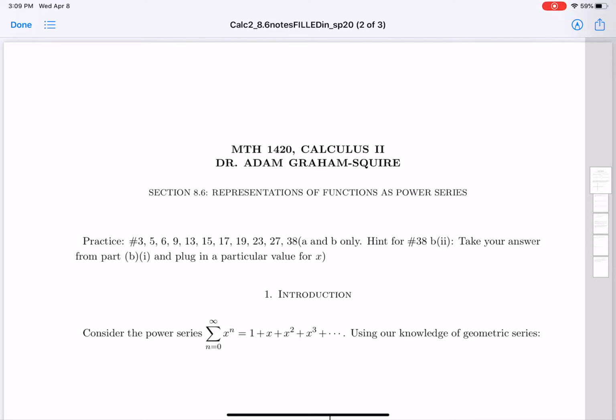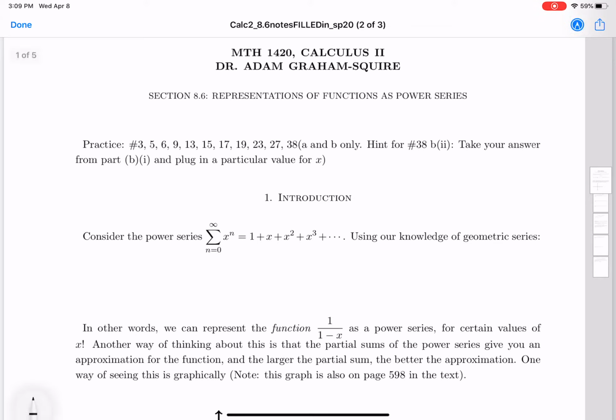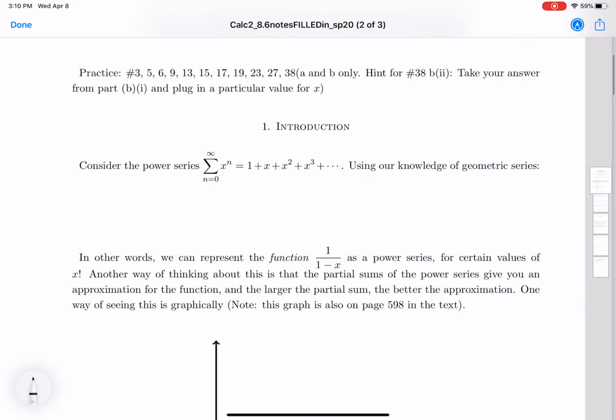Okay, so this is section 8.6, representations of functions as power series. So we've learned about power series in section 8.5. What we're now going to talk about is how we can use power series to learn more about functions. So we can actually represent power series with functions and functions as power series and back and forth. And that gives us a lot of ability to do some very interesting things.